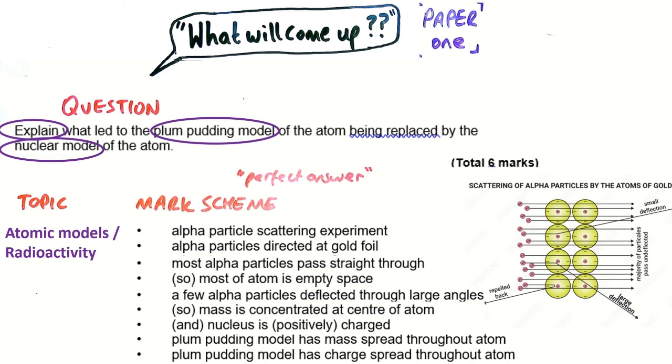Some of these 6 marks, you don't need to write an essay, you don't need to write down all those points, but you need to make sure you mention plum-pudding model, the nuclear model, and the evidence, so the alpha scattering experiment, and link it clearly to those models.